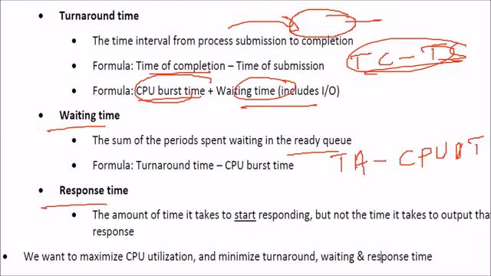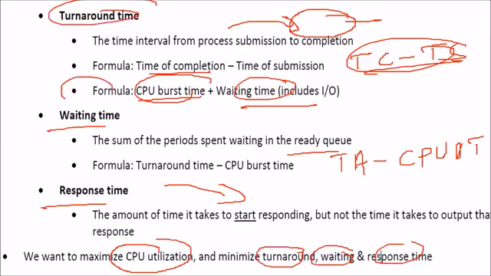Then response time. Response time is, you submit the request and the first point at which you get some response. I'm not talking about the total completion, just the time of the first response you receive. So what is our criteria when dealing with CPU scheduling? We want to maximize the CPU utilization and the throughput, and minimize the turnaround, waiting and response time. All three have to be minimized as much as possible.